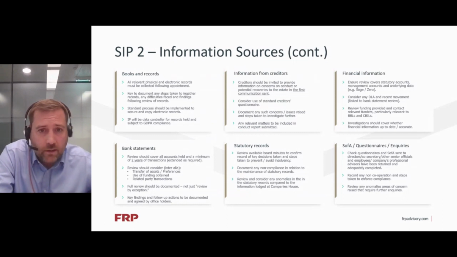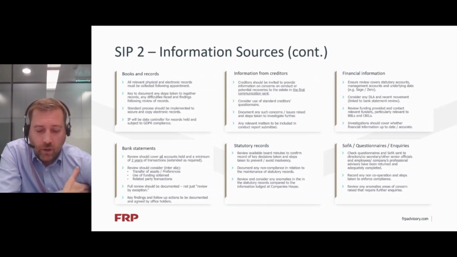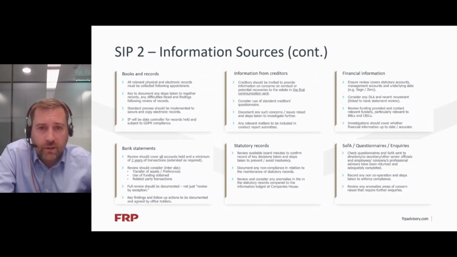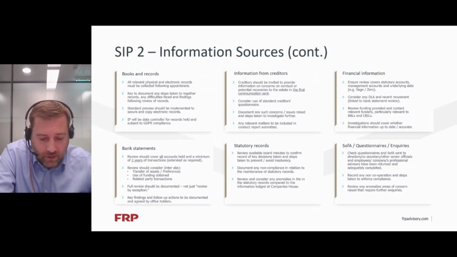Information from creditors, the SIP is explicit in that we should be inviting creditors to provide information or concerns they have on the conduct of the directors or potential recoveries, ideally in the first communication that's sent to them. We use a standard creditors questionnaire, as I assume many others do, as a tool to prompt creditors to provide us with some additional information. It's key that anything that arises from that correspondence is documented, is investigated further, and is then taken into account within the investigation process and the director's conduct report.